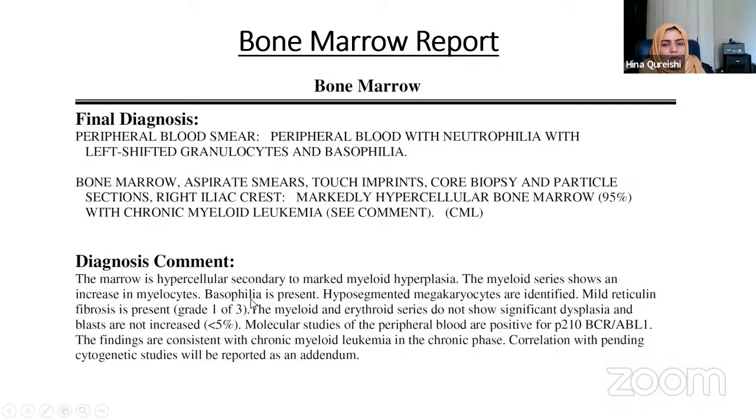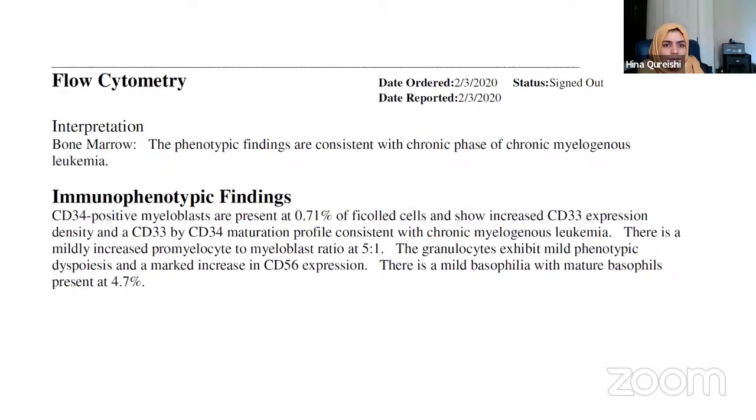So we talk about what we are seeing: marked myeloid hyperplasia, there is basophilia, there is some abnormality of megakaryocytes, slight fibrosis, and then the molecular study was performed and it was positive for the P210 BCR-ABL fusion. This is the key for making the diagnosis if you identify this fusion. So this is consistent with chronic myeloid leukemia in chronic phase. The FISH study was pending in this case. So later on, when we get the FISH study, we add it to the report.